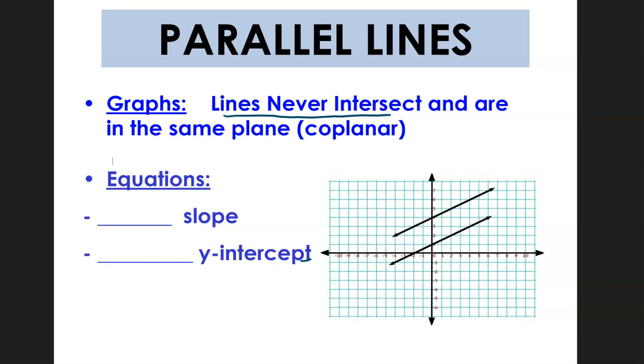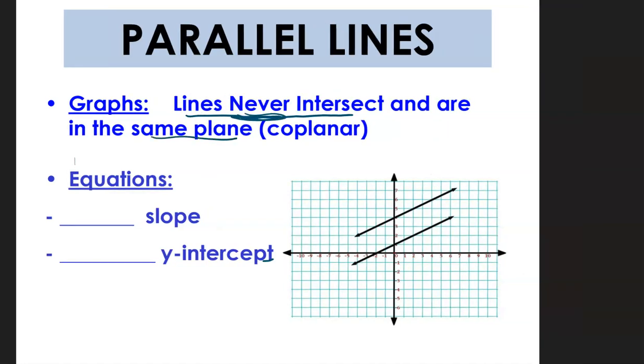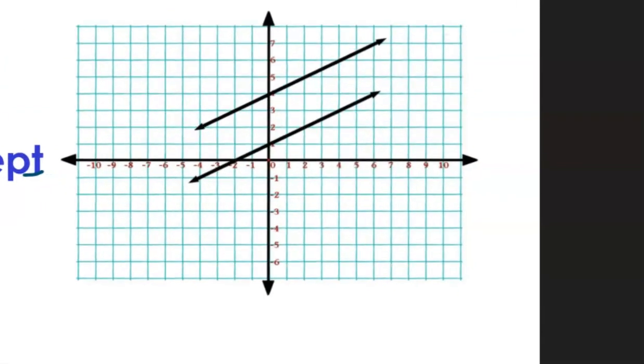So the first thing we should do is define what is a parallel line. Parallel lines are lines that never intersect and they're in the same plane. So if we look, we have a nice example down here in this graph of parallel lines.